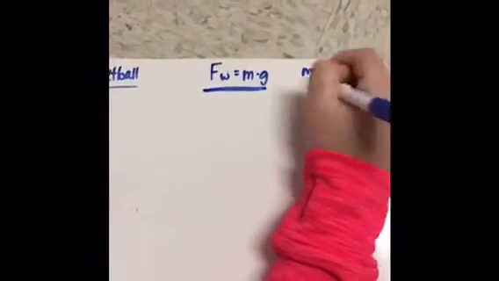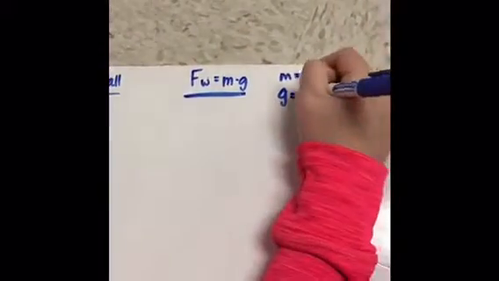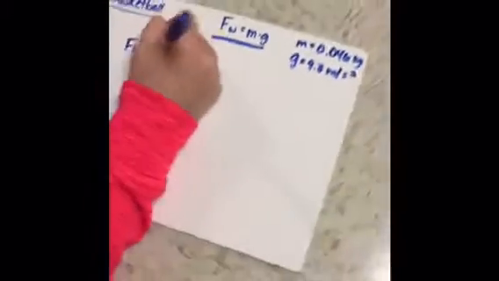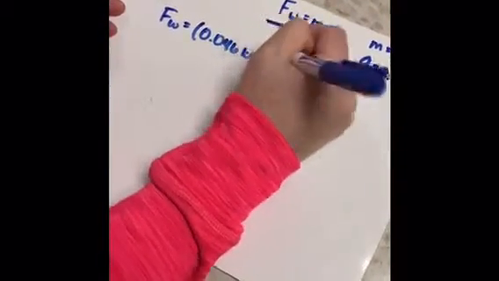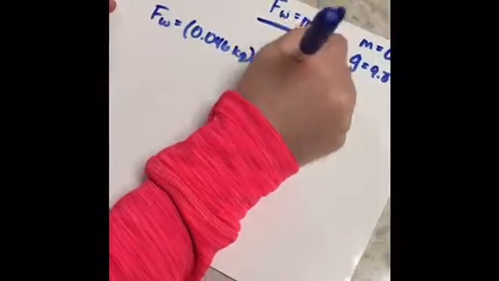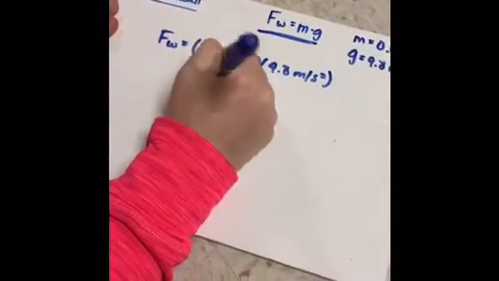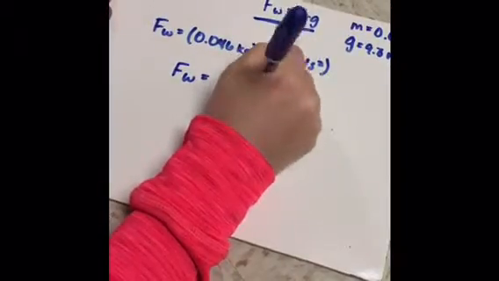The force acting upon the basketball is also gravity. So we would use this same equation and we would be finding the force of weight. What we have is the mass of 0.046 kilograms, and we have acceleration due to gravity of 9.8 meters per second squared. When we plug this in, we will multiply the mass times the gravity, acceleration due to gravity. F of W is equal to 0.45 newtons.